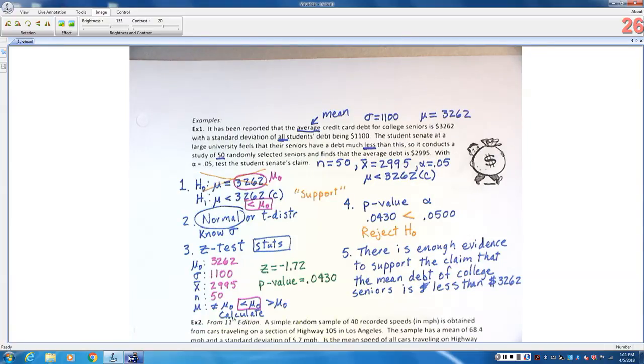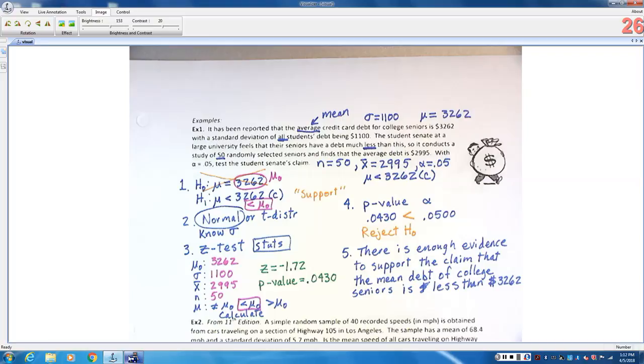So, any questions about this? You're gonna have to practice it. I do let you use your notes on this part of the test when you're writing these hypotheses.